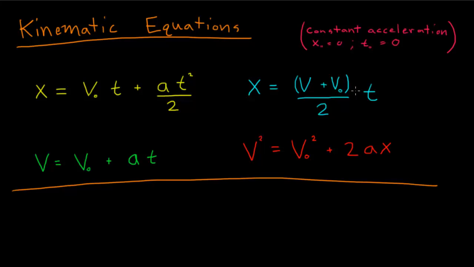If you've taken a physics course before, you've seen these four equations. They're called the kinematic equations, and they describe the motion of an object traveling in one dimension with a constant acceleration. And the way they're written here, we've defined our coordinate system so that our initial position is 0 and our initial time is also 0.